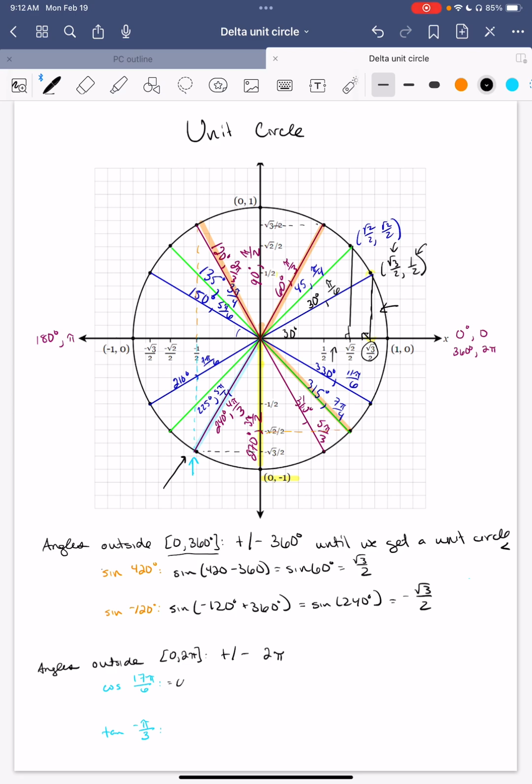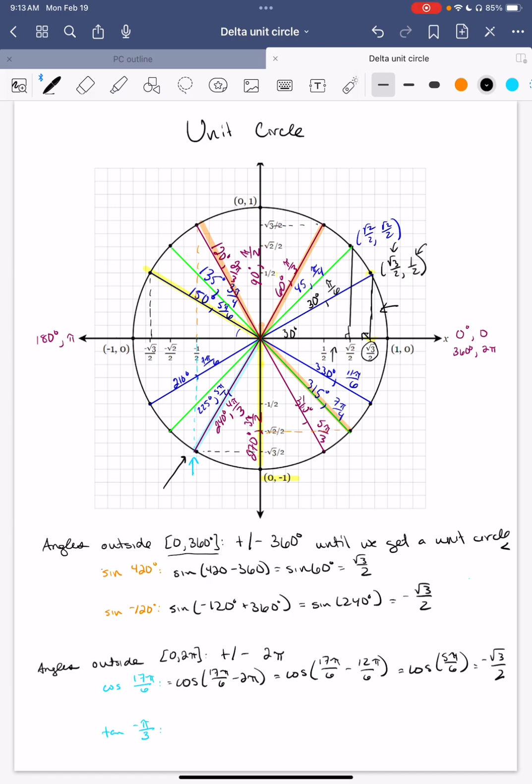So this is the cosine of 17 pi over 6 minus 2 pi. We'll get a common denominator. So that's 17 pi over 6 minus 12 pi over 6. So I need the cosine of 5 pi over 6. So I'm going back to the unit circle and I'm looking for 5 pi over 6, which is here. I need the x coordinate because it's cosine. So that's negative root 3 over 2.